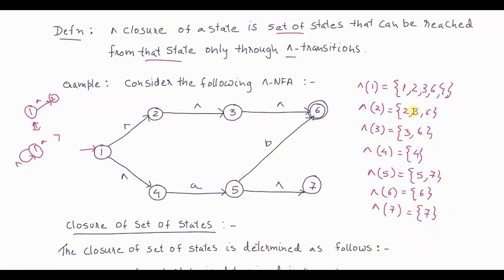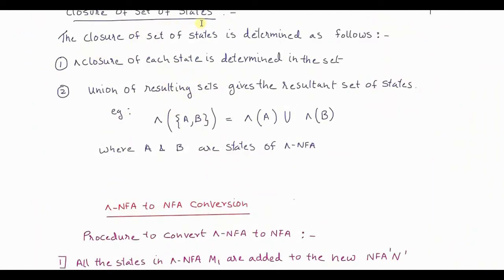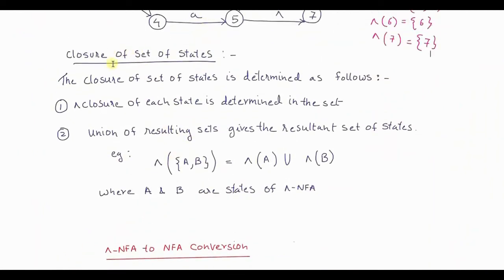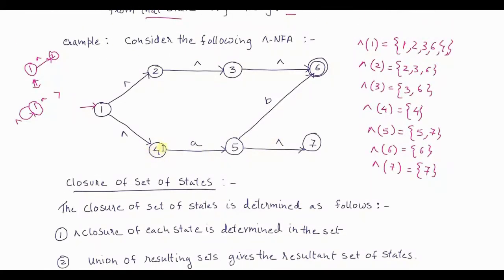Okay, now what we have seen currently is null closure of one particular state. Sometimes you also have closure of a set of states. Now the closure of a set of states is determined as follows. First, closure of each state is determined. Suppose somebody is asking you what is closure of a set of states. For example, in the example that we have already seen, if I want to find out closure of two states, that is state 4 and state 5, what is the closure of these two states? Okay, so this is called closure of a set of states. Together, I want to find out closure of 4 and 5.